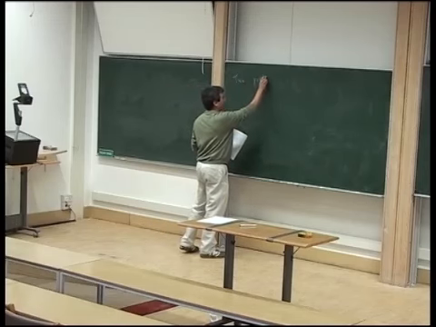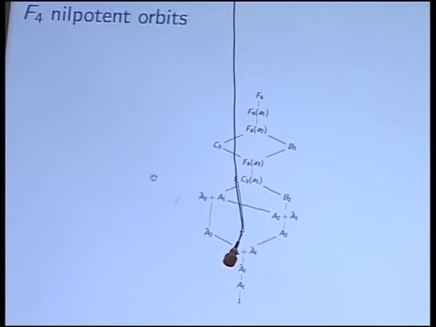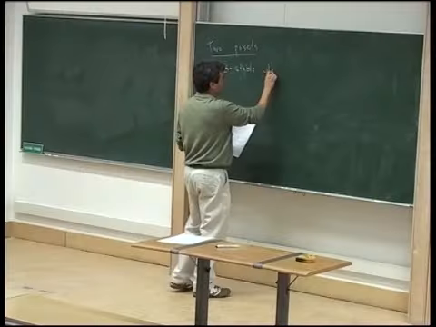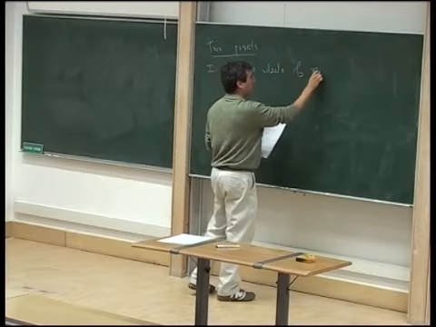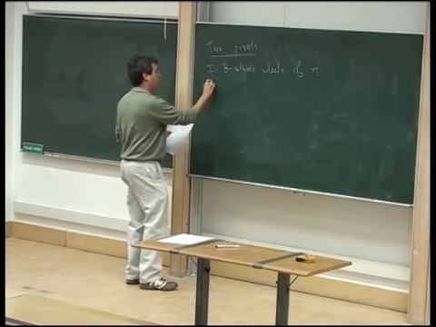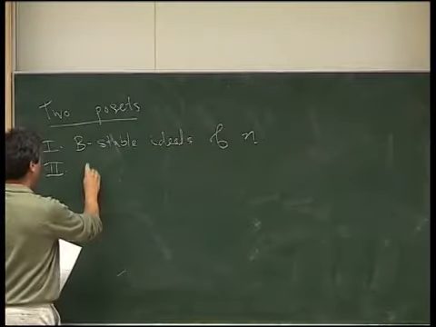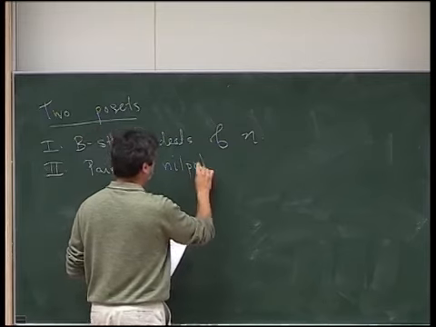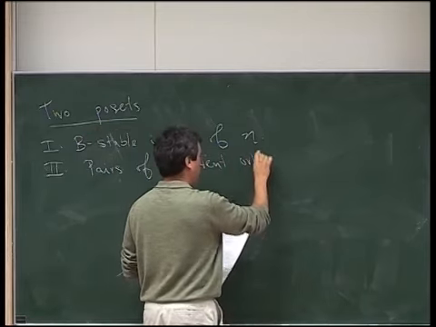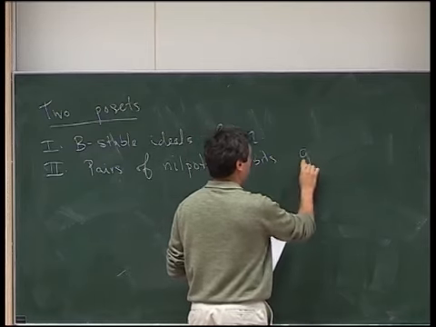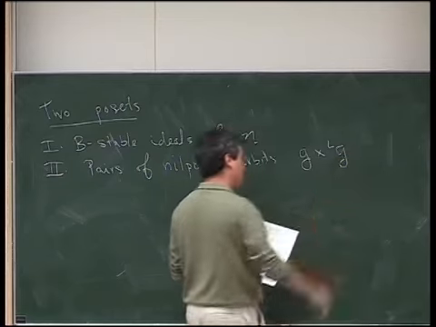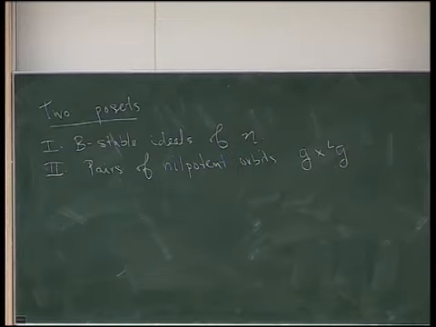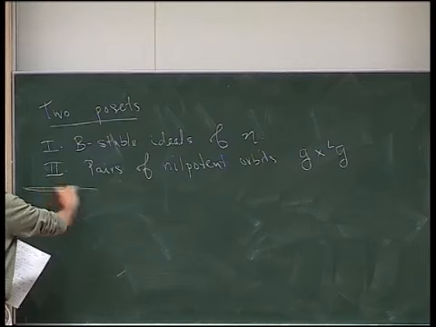So the first poset is going to be related to B-stable ideals or subspaces of the nilradical. And then the second poset will be related to pairs of nilpotent orbits. And here the idea is to work not just in the Lie algebra, but from the outset to also team up with the dual Lie algebra, the Langlands dual Lie algebra. And that's how the second poset will be constructed.